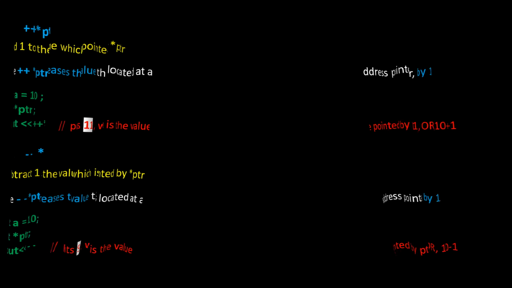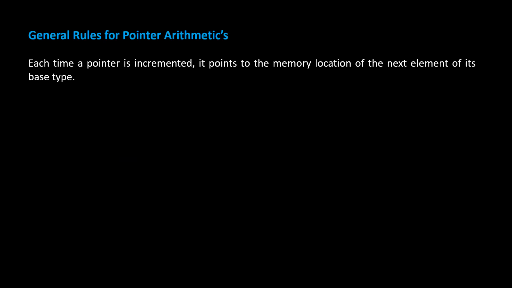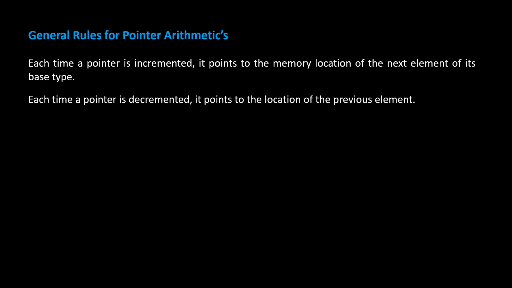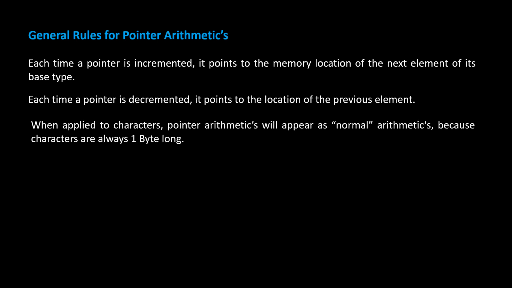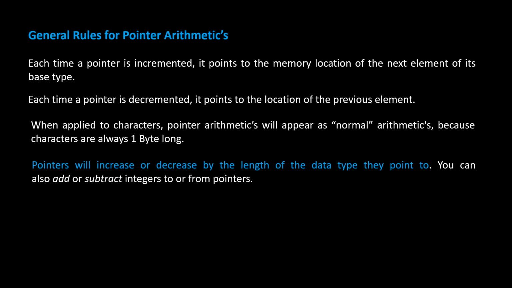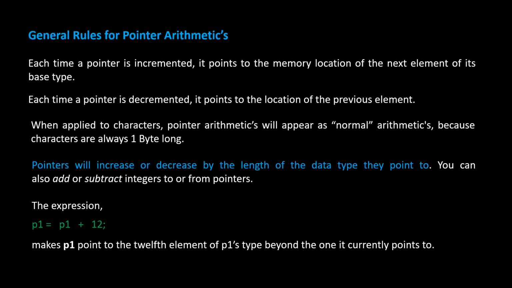General rules for pointer arithmetics. Each time a pointer is incremented, it points to the memory location of the next element of its base type. Each time a pointer is decremented, it points to the location of the previous element. When applied to characters, pointer arithmetics will appear as normal arithmetics, because characters are always 1 byte long. Pointers will increase or decrease by the length of the data type they point to. You can also add or subtract integers to or from pointers. The expression P1 equals P1 plus 12 makes P1 point to the 12th element of P1's type, beyond the one it currently points to.